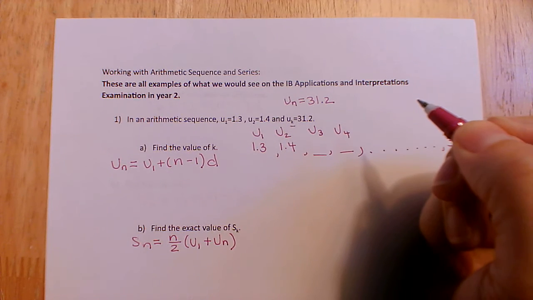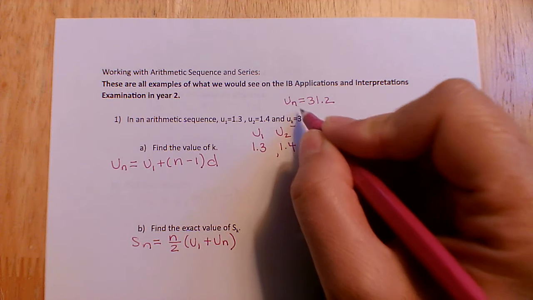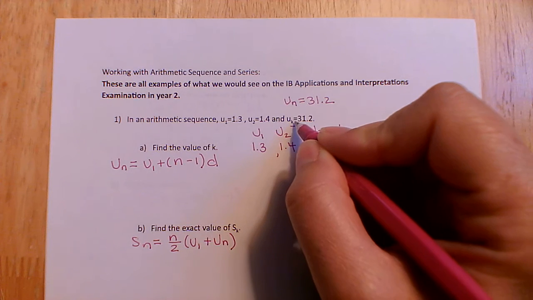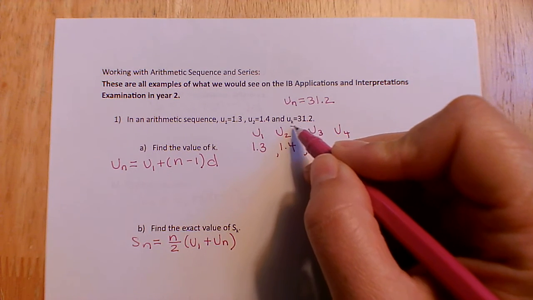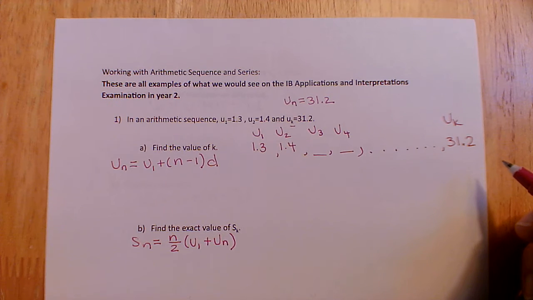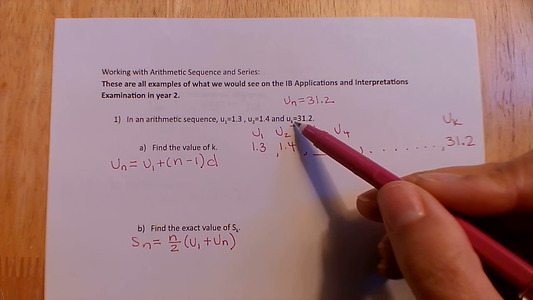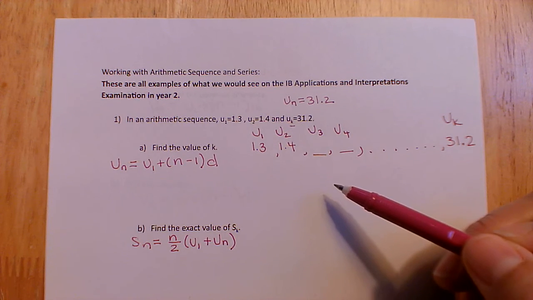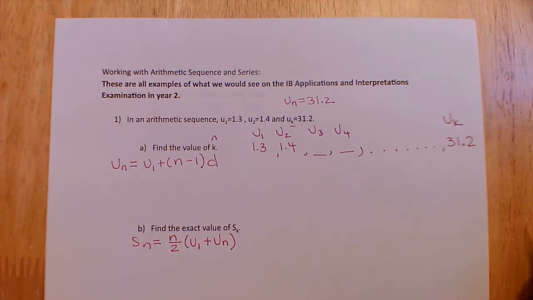Mathematicians love to take the same exact concept, remember, and give it different names and different variables. So here we're using the variable k, here we're using the variable n. These mean the same exact thing. This is just what position is 31.2. So we're going to use the same formulas, just instead of having the n there, they use the k. So let's go find the value of k, which in our case really we're finding the value of n. They are interchangeable.